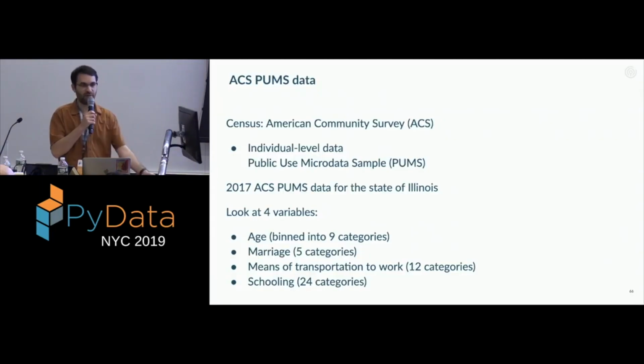So a little bit of background on the data. The data I'm looking at comes from the American Community Survey, or ACS. And as part of that, the census releases individual level data known as the public use microdata sample, or PUMS data. So I took the 2017 ACS PUMS data from the state of Illinois, and I looked at 4 variables from this. So age, which I binned into 9 categories, marriage, which comes in 5 categories, means of transportation to work, which comes in 12 categories, and schooling, which comes in 24 categories.